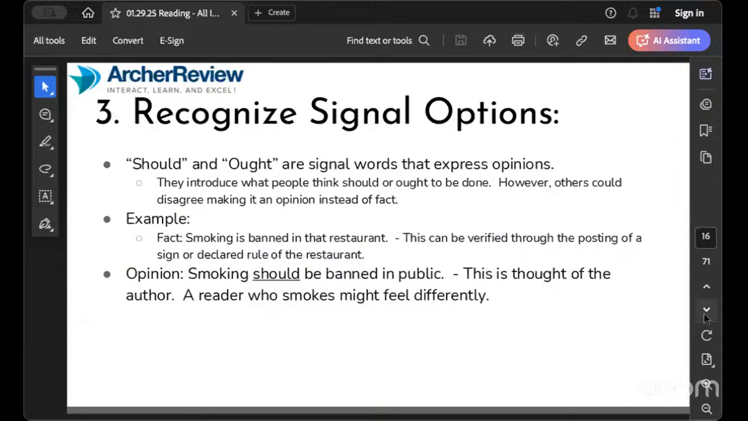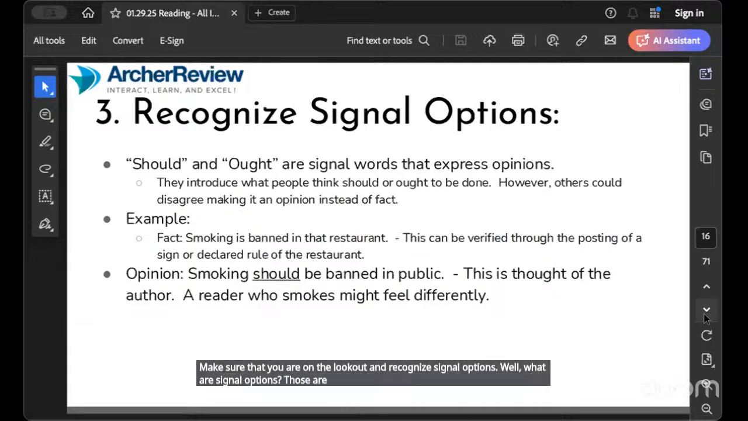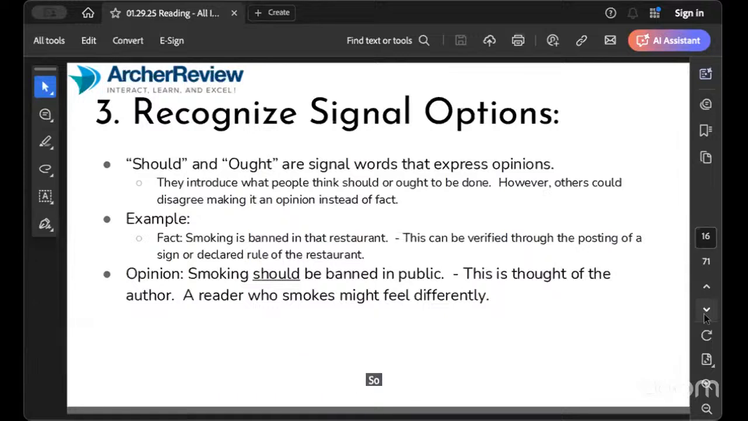Make sure that you are on the lookout and recognize signal words. Well, what are signal words? Those are words like should and ought. They are going to introduce what people think should or ought to be done. That's where they come from. So they are suggesting what people think. However, another person might disagree with that.